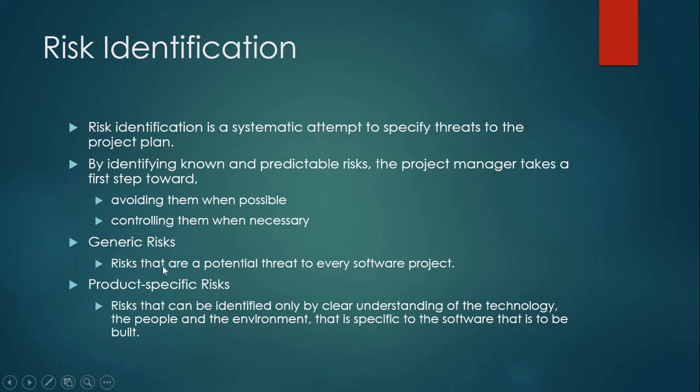Generic risks are a potential threat to every software project, meaning they will affect the project plan or schedule. Product-specific risks can be identified only by a clear understanding of the technology, the people and the environment that is specific to the software that is to be built.